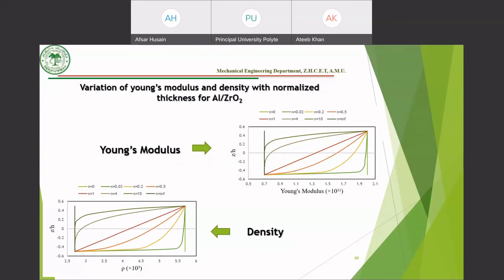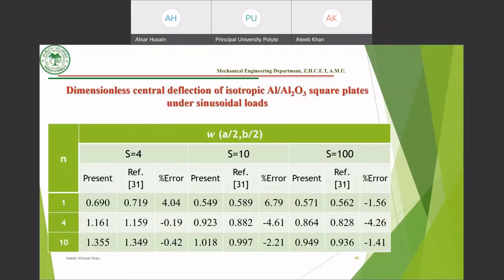This is for other material where we have considered aluminum and zirconia. The observation is absolutely same in this case also. So these are the dimensionless central deflection for AL2 square, basically aluminum and alumina square plate under sinusoidal load at the central position. Now here it is important to note that as we keep on increasing the inhomogeneity parameter, or n, the deflection is increasing.